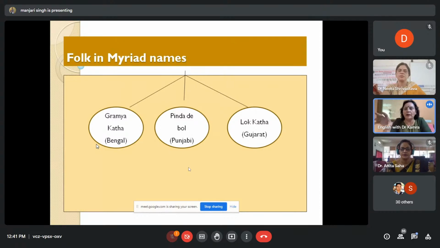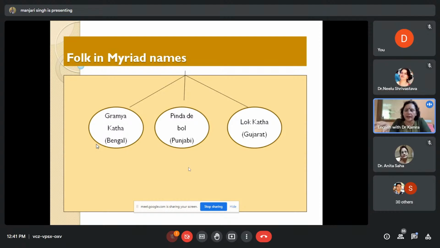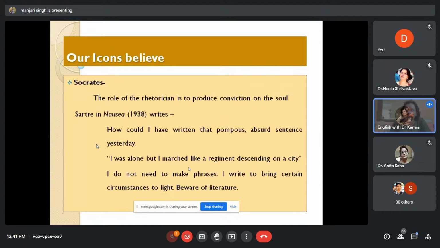Now, our icons believe. Next slide. Socrates says the role of rhetorician. So that makes the study of folk literature important.